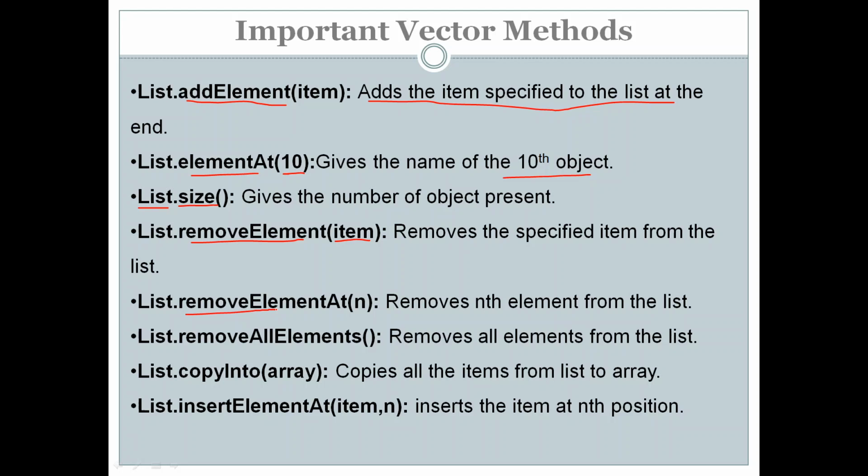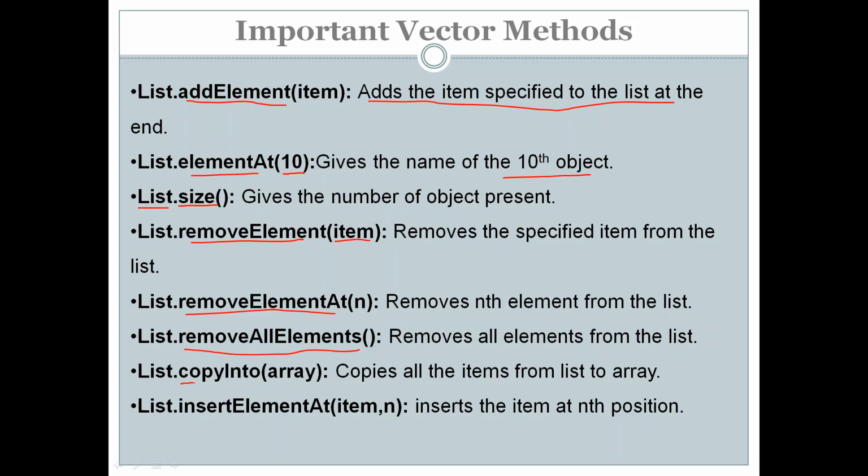We have removeElementAt. Even we can delete an element by passing its position in the vector. In the earlier remove method, we are passing the element itself which we want to remove, and in this removeElementAt, which takes n as an argument, we are passing the position of that element. If I say removeElementAt 10, the 10th element from the vector will be removed. Then we have one more method, that is removeAllElements. As the name says, it simply removes all the elements from the vector.